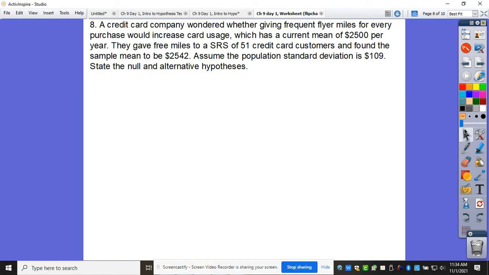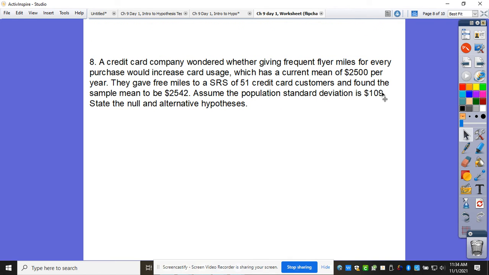A credit card company wondered whether giving frequent flyer miles for every purchase would increase card usage. What's important there? Increase. Which has a current mean of 2,500 per year. So what is that, do you think? They gave free miles to a random sample, and that group of little n is found to be, well, it flat out tells you, a sample mean.